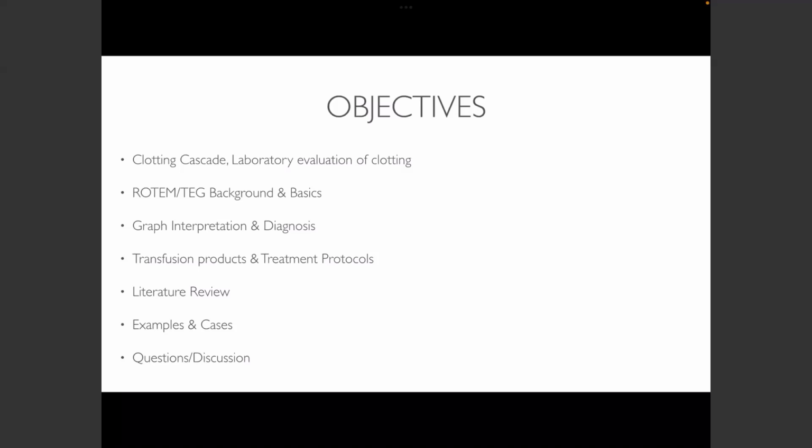And then we'll go over the literature, because I think that's important to know what's evidence-based, what's been proven, what's not been proven. And then I want to end with a bunch of just examples and graphs, so everybody can kind of take a look and become comfortable.